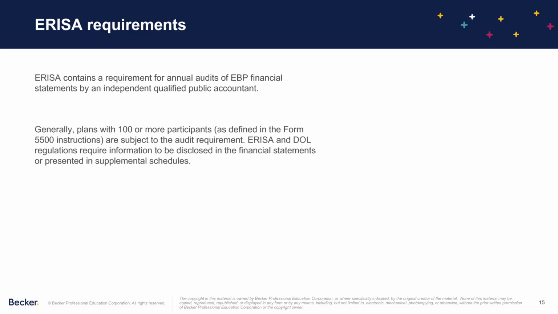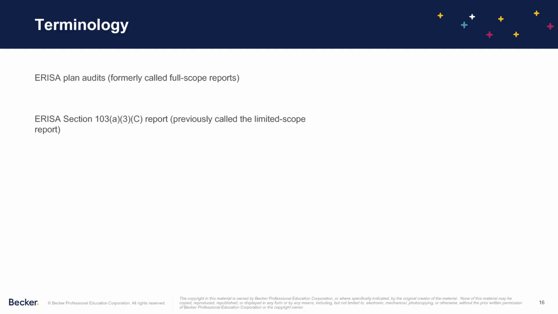As I mentioned earlier, one of the big areas here is in the area of terminology. We used to call them full scope audits and limited scope reports, and those are going away. So instead, we're going to call it an ERISA plan audit. And then I know this is going to sound crazy, but it's exactly what the standard says, ERISA Section 103(a)(3)(C) reports, and those are formerly known as limited scope reports.